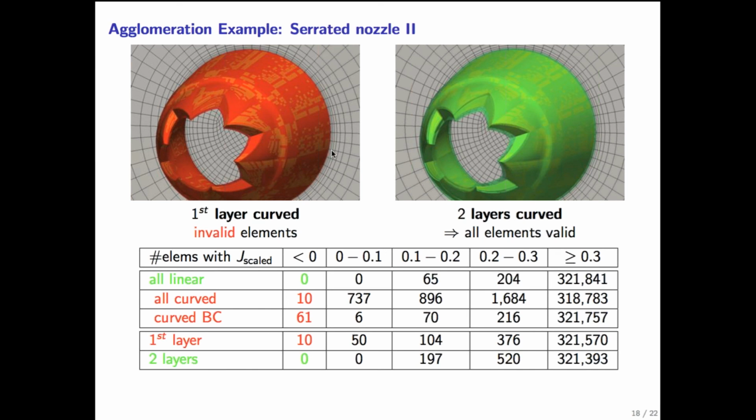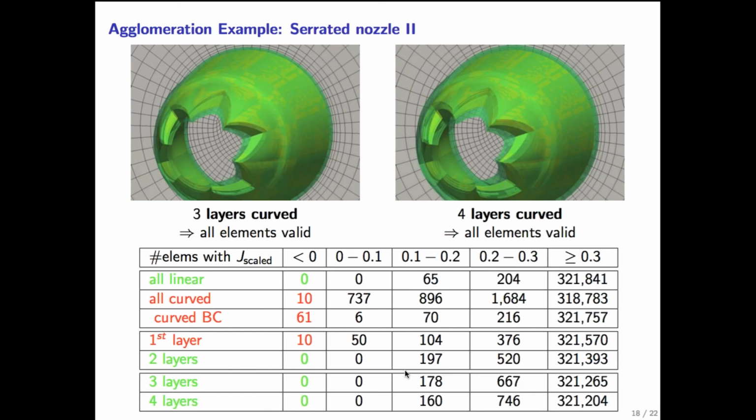And now we implemented a function where we could choose a number of layers around the curved geometry to remain curved in the volume, and the rest of the mesh would then be linear. And as you can see, if we only use one layer, we still have some invalid elements. With 2 layers, we have a valid mesh, and we can also extend this to 3 and 4 layers, and the mesh is valid and the quality increases.